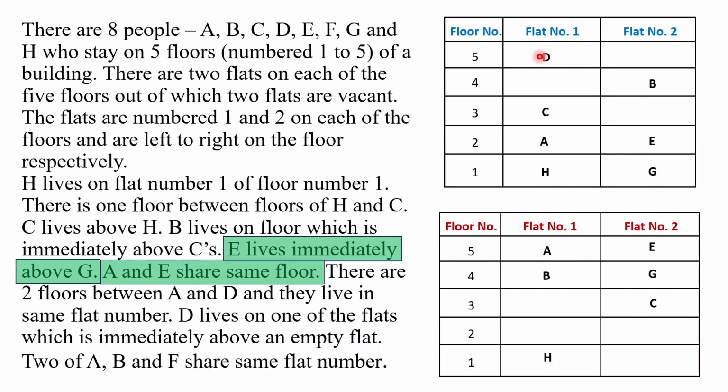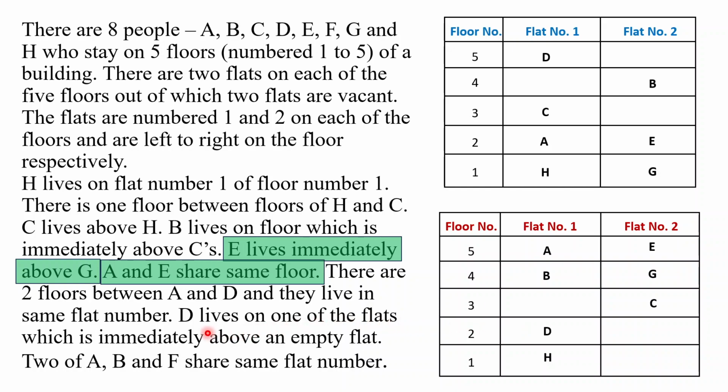So let's place D. Now in case number 2, D will be placed at floor number 2, because there are two floors between A and D. So D will be placed in floor number 2, and since A and D have the same flat number, D will be placed in flat number 1 of floor number 2 in the second case.